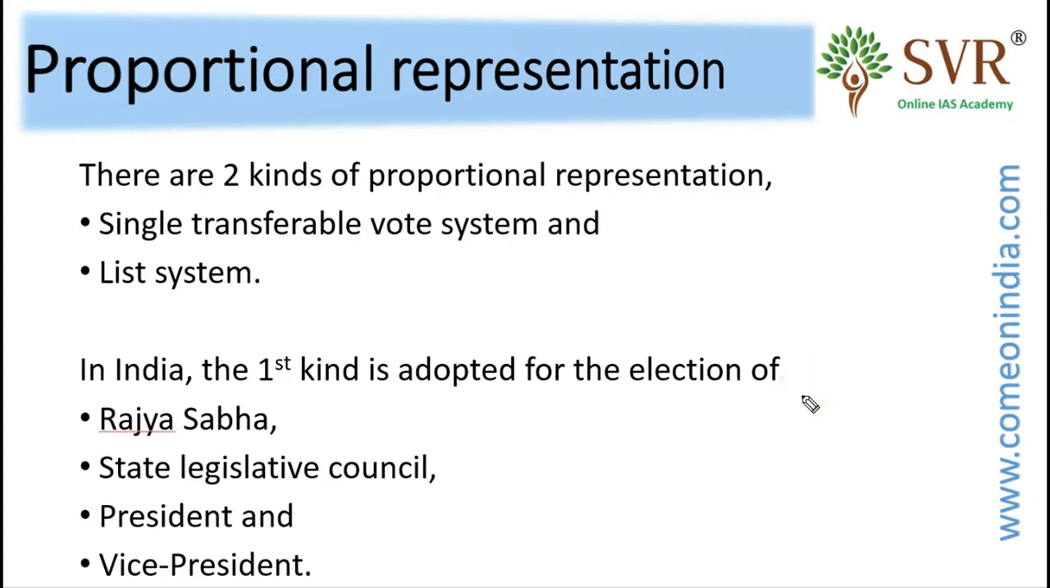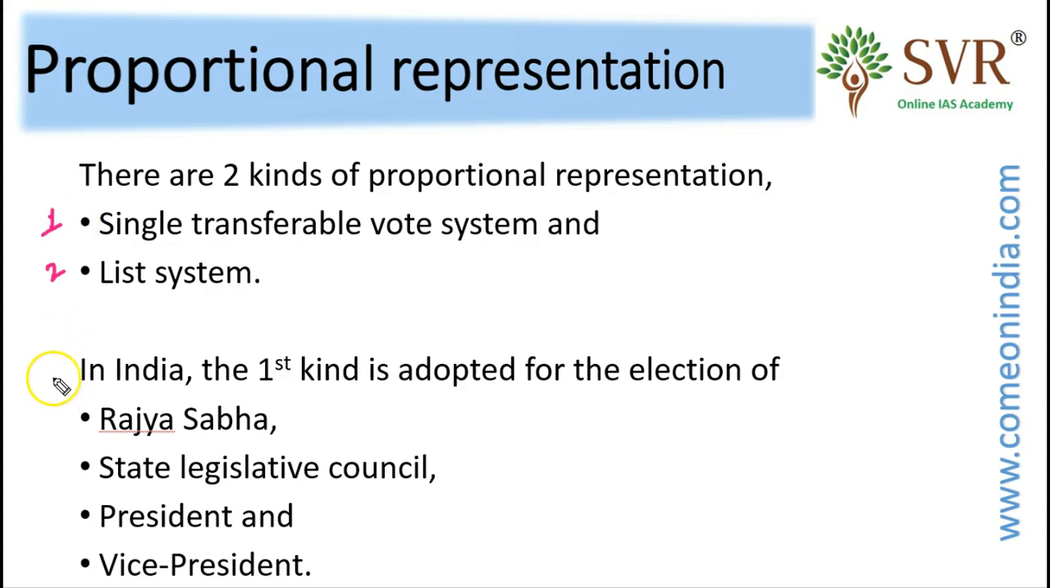Two varieties of proportional representation are available. They are number 1, the single transferable vote system, and then the list system. These two systems were discussed in our another video lecture, and at present we are focusing only on introducing the basic concepts regarding Parliament.